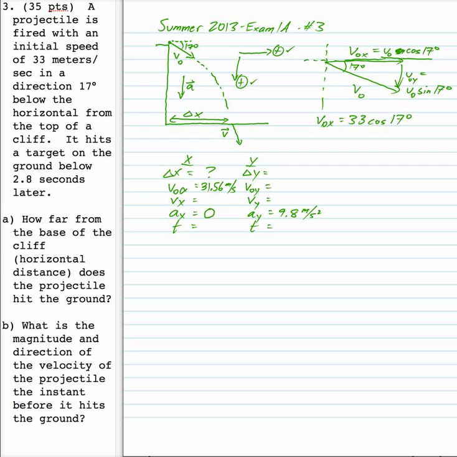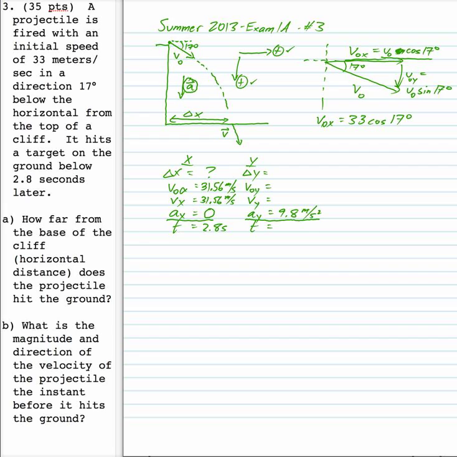Because it's in free fall, so I've taken my acceleration vector here, which remember is 9.8 meters per second squared directed downward. Since it's directed downward, it has an x component of 0, and it has a y component of 9.8 meters per second squared, and it's positive because it's directed downward. Alright, and since the x acceleration is 0, I can also say that the final velocity in the x direction is 31.56 meters per second, and we've been given that the time is 2.8 seconds.